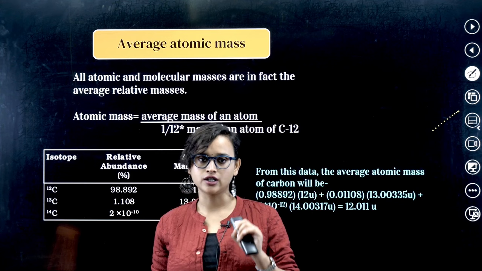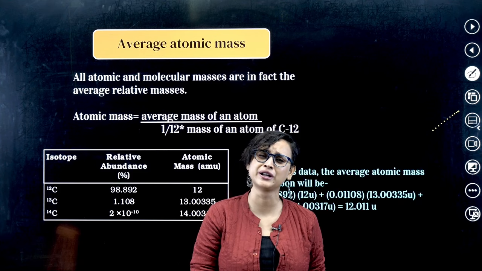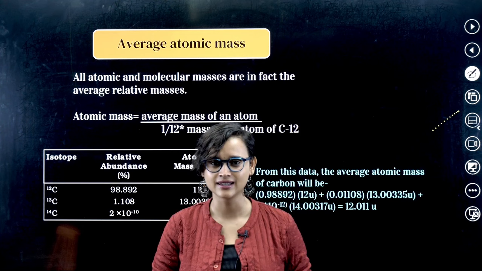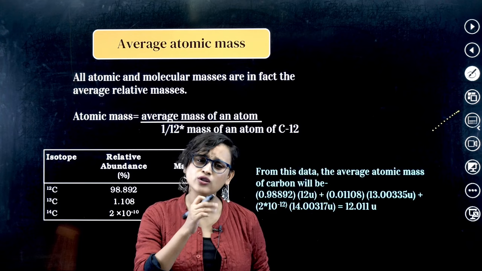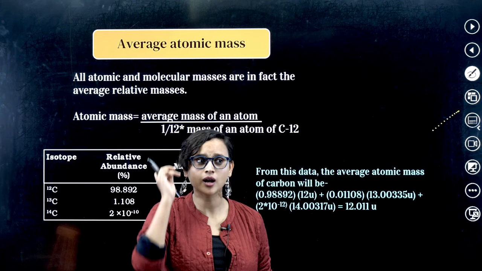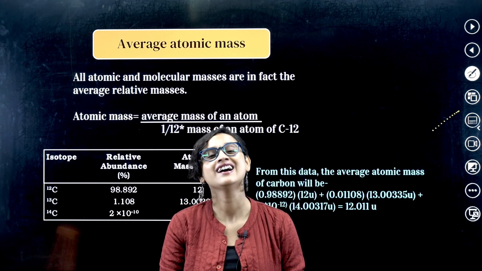Why do we need average atomic mass? We just completed atomic mass unit. Why do we need average atomic mass and ruin our sleepless nights another time? Well, that's because isotopes are also there. Because there are isotopes, how can you just write one mass? Don't you think it'll be unfair to the other isotopes? If I only write carbon 12, carbon 13 and carbon 14 will be like, why didn't you take my mass? Just kidding.